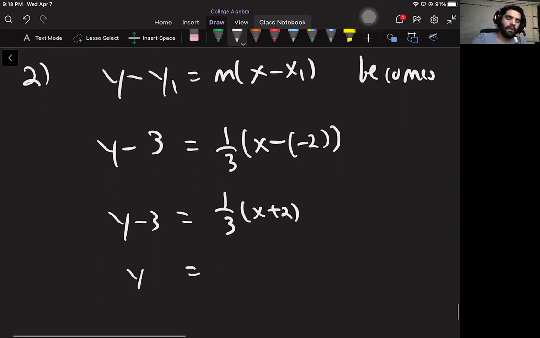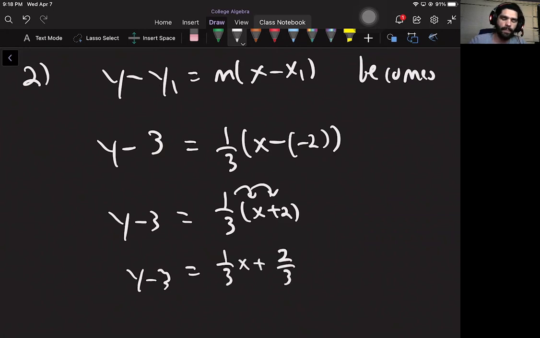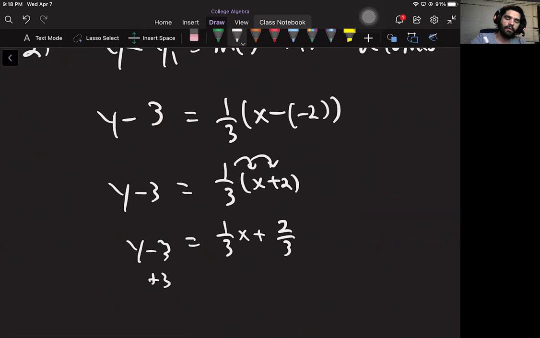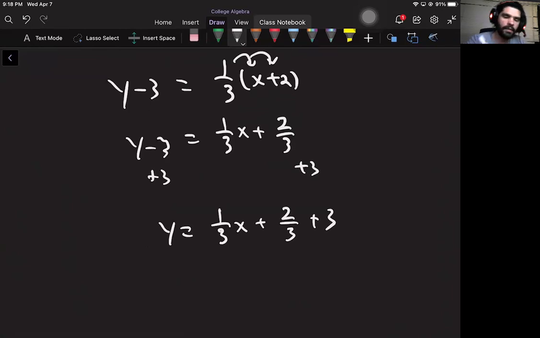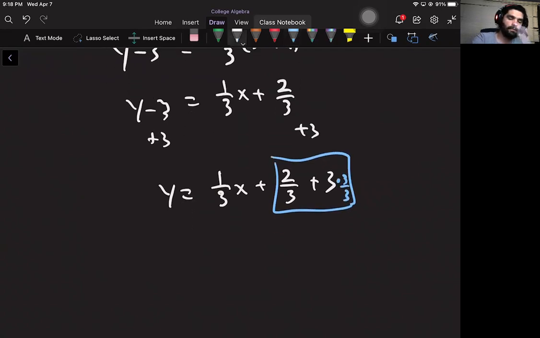You can now distribute the 1/3 to get you 1/3 x plus 2/3. Then you can add this 3 over to solve for y. And unfortunately, we got some fractions here to deal with, but that's okay. I need to get a common denominator between these two fractions here. So I'm going to multiply this one by 3/3 so that it has a 3 on the bottom. And that way I can add it to this. So 2/3 plus 9/3 gets me 11/3.